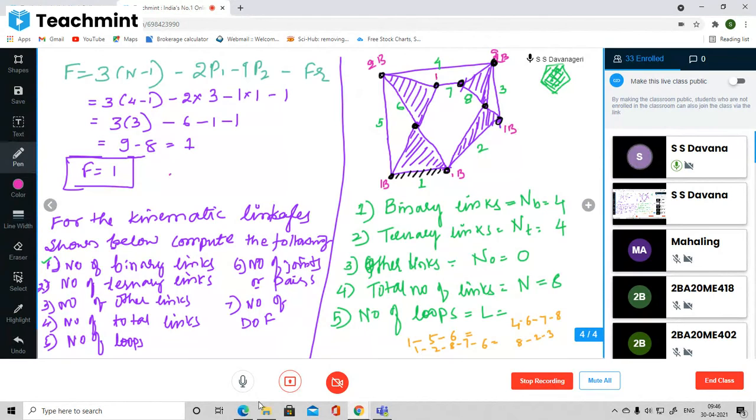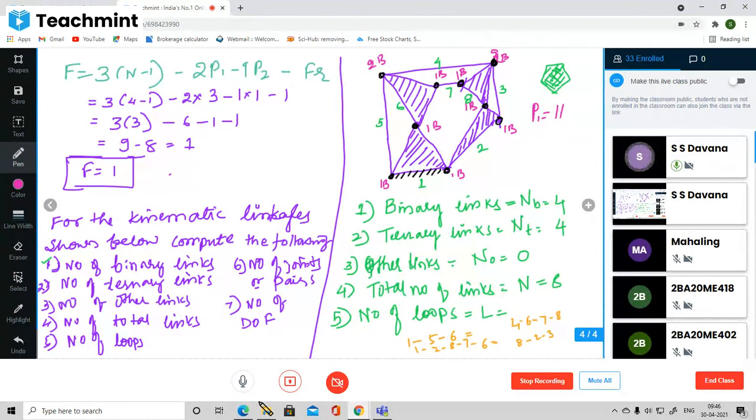Okay, this is one binary joint. This is one binary joint. This is one binary joint. And this is one binary joint. Now you somewhere left. Now let us count 1, 2, 3, 4, 5, 6, 7, 8, 9, 10, 11. Okay, so how many binary joints do you have here?